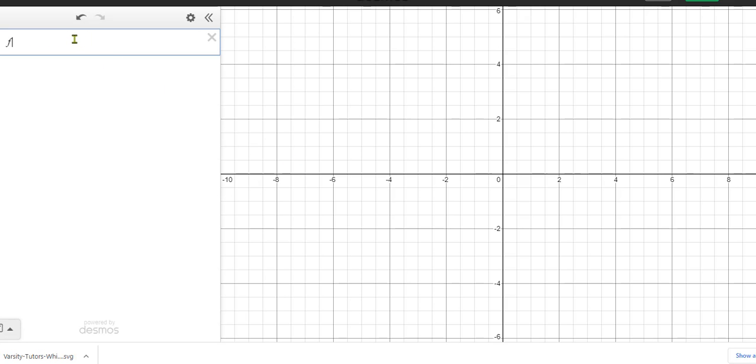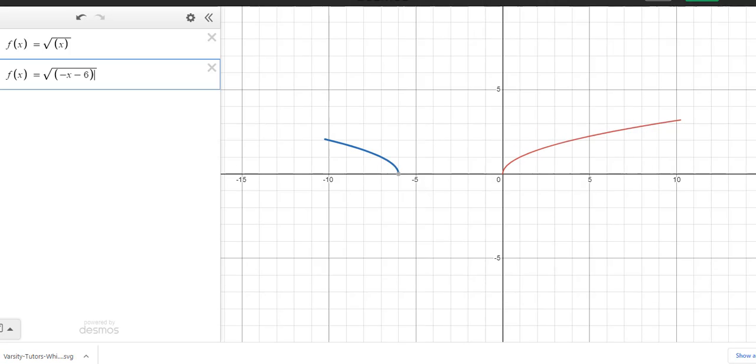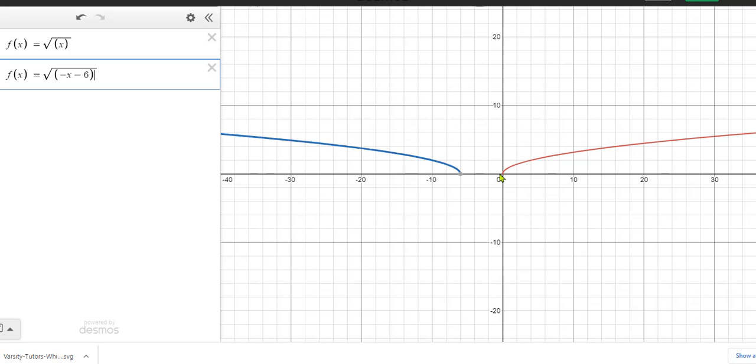Okay, so I've got my original function called f of x equals square root of x. Then our final function is going to be f of x equals the square root of negative x minus 6. And there you go. So you could see, again, if I shrunk this, you could see the graph. So again, what I did on paper was I moved everything 6 units to the right, then I flipped it over to get the blue graph.